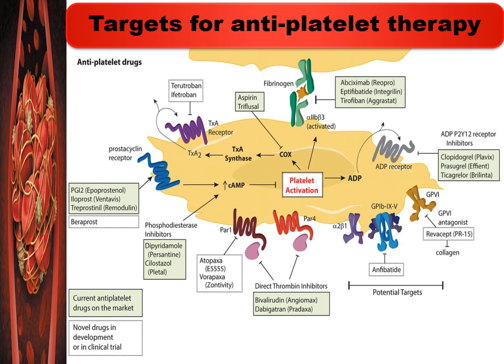tirofiban. Another choice of drug is the thrombin inhibitors, which act on the PAR1 and PAR4 receptors, which we already discussed previously. Here, examples are bivalirudin and dabigatran. So, like this, the different classes of antiplatelet drugs target different sites of platelet activation and its action. Now, let us discuss the antiplatelet drugs one by one.